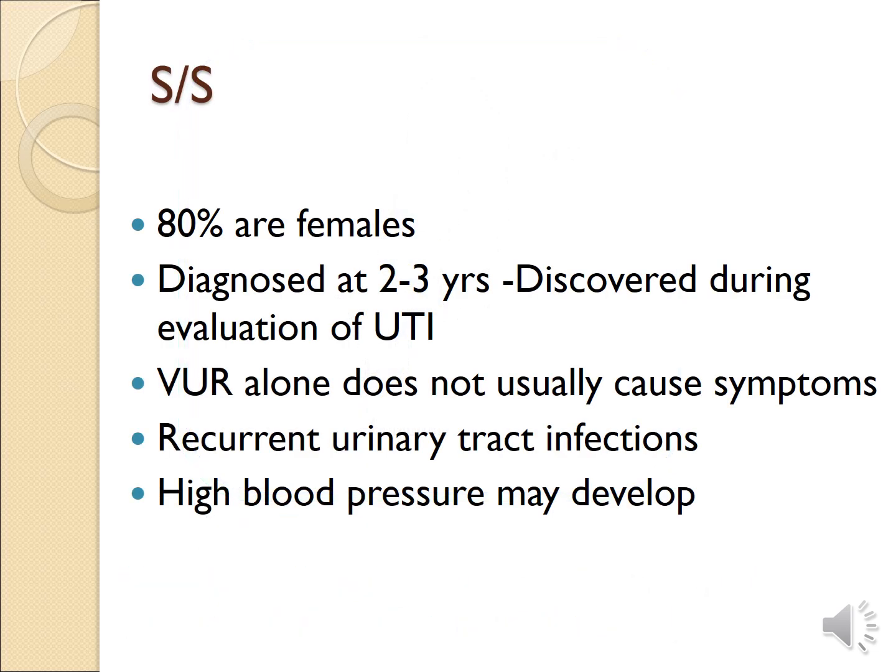Signs and symptoms: 80% are seen in females. This is diagnosed at 2 to 3 years of age, usually discovered while evaluating for other causes like urinary tract infection or while doing investigation for other symptoms. VUR alone never causes any symptoms. The child presents with a recurrent urinary tract infection or has high blood pressure, so while investigating these conditions, you discover the reflux.